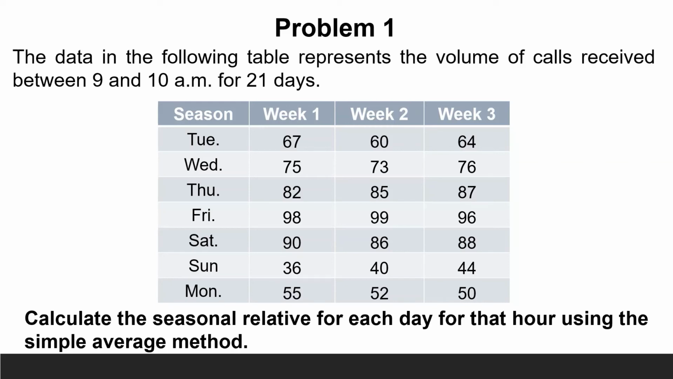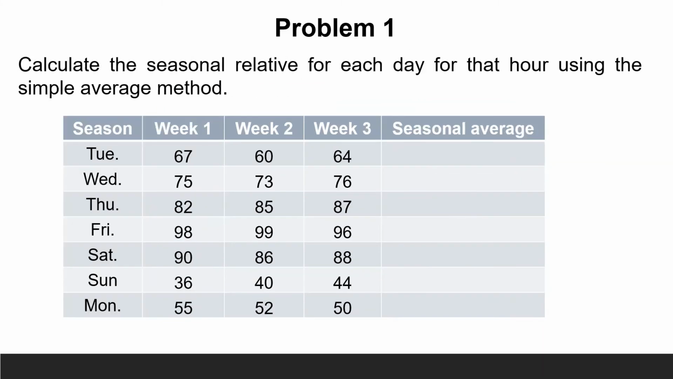To solve such a problem, we have to do 3 steps. The first step is to calculate the seasonal average, in this case, the average of each day. The average of Tuesday is 67 plus 60 plus 64 divided by 3 equals 63.667.